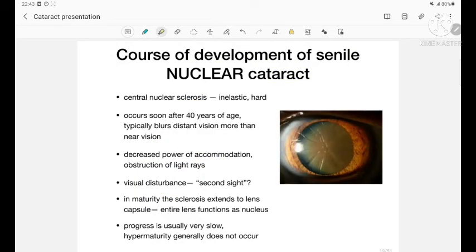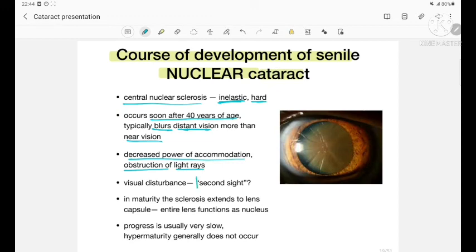Until now we have seen about the senile cortical cataract. Now let us see about the course of development of senile nuclear cataract. There is central nuclear sclerosis. So, the nucleus becomes inelastic and hard. This occurs soon after 40 years of age, and it typically blurs distant vision more than the near vision, and there is decreased power of accommodation and obstruction of light rays.